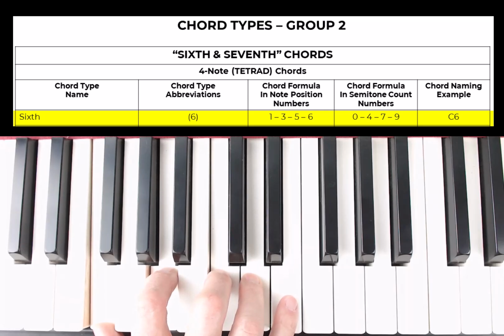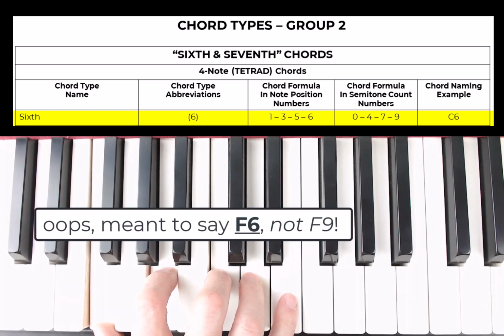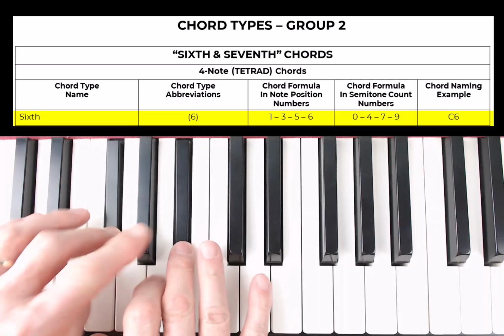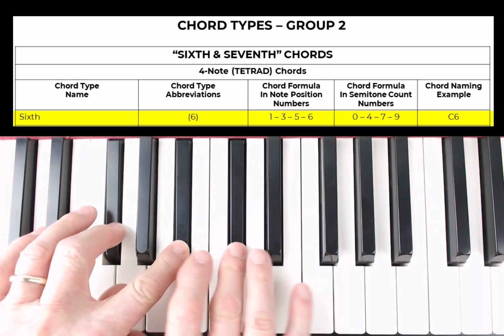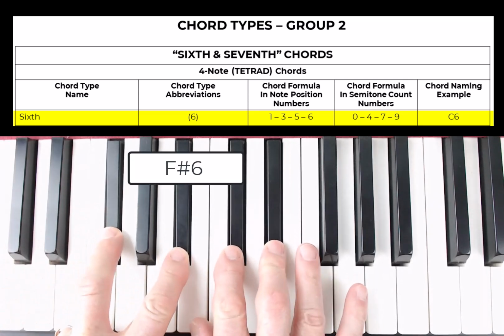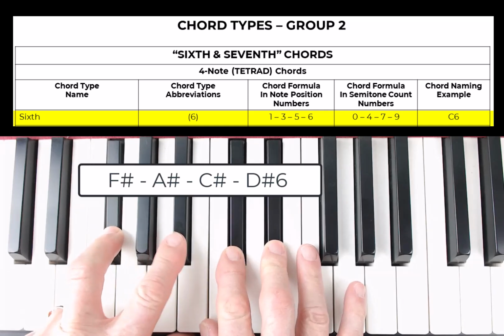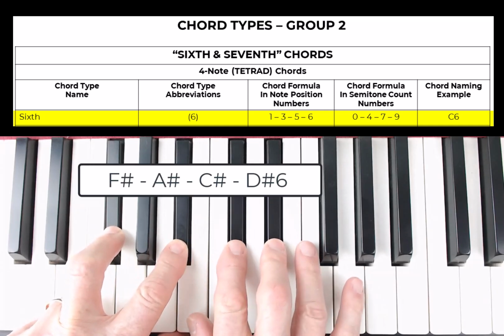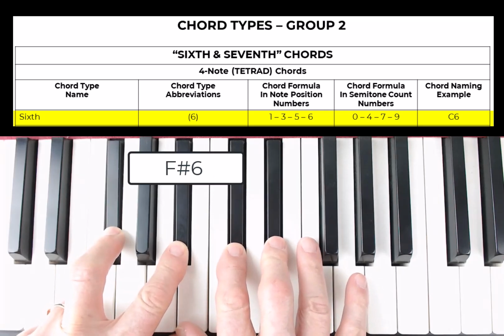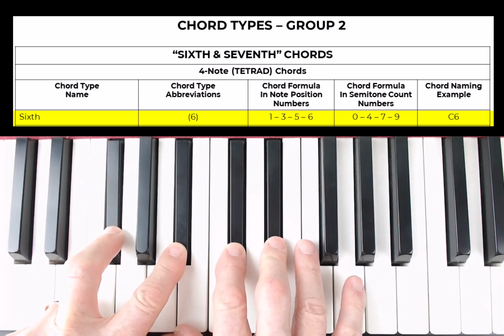There is an F6. Here's an F sharp, if you will. Here's an F sharp. 1, 2, 3, 4, 5, 6, 7, and then 2 more, 1, 2. So these 4 notes, F sharp, A sharp, C sharp, and D sharp, give us an F sharp 6 chord. So again, we're back to the numbers.